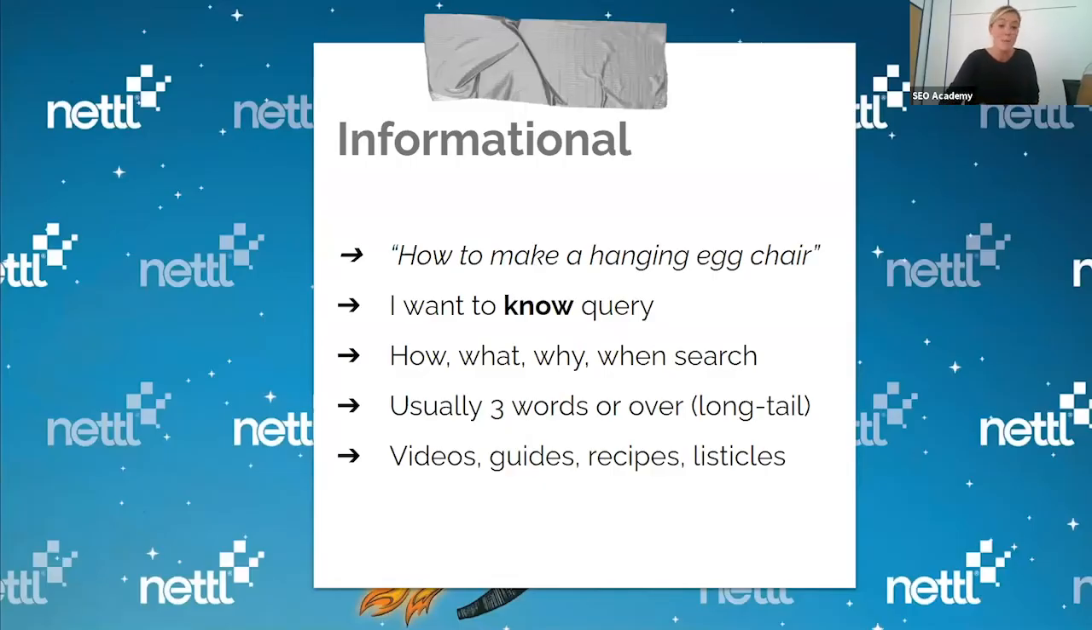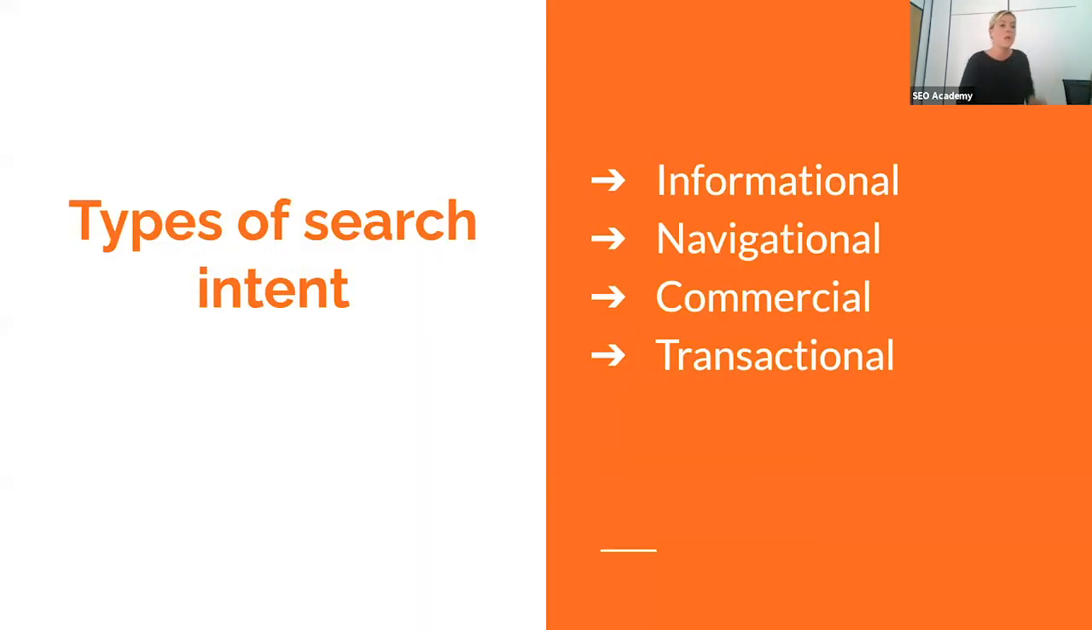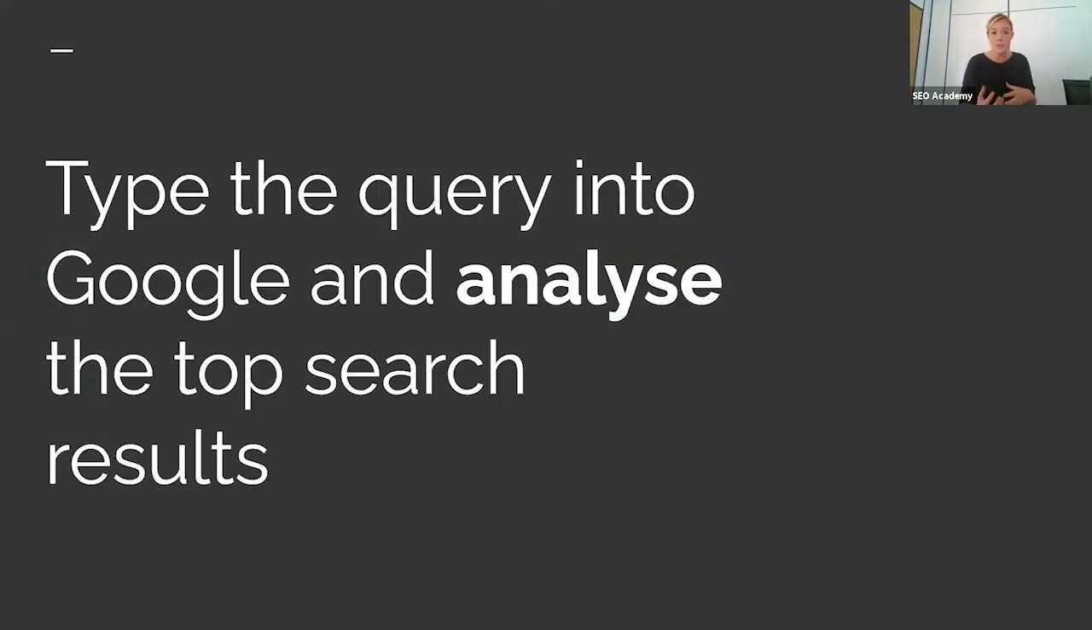There are four types of search intent: informational, navigational, commercial, and transactional. I'll tell you a bit more about them. What we need to do is understand user intent, and how we can get into the user's mind and understand why they're typing in those search queries.